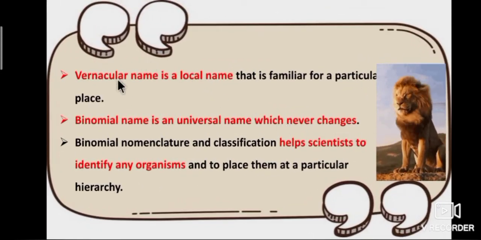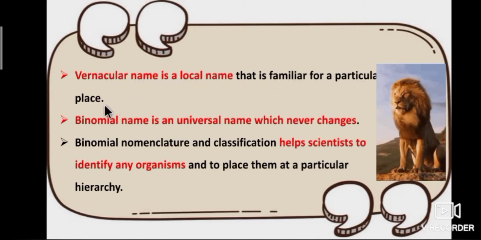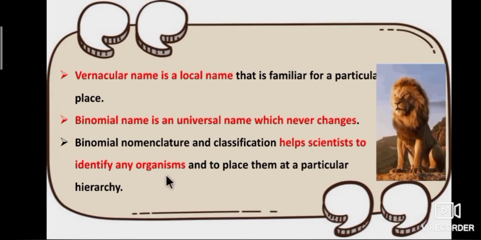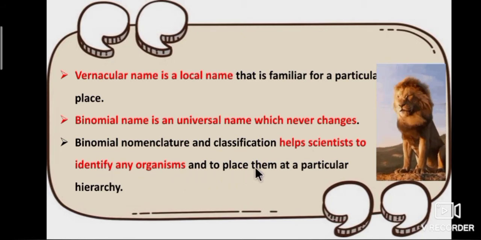Now we are going to study about vernacular name. Vernacular name is a local name that is familiar for a particular place. Binomial name is a universal name which never changes. Binomial nomenclature and classification help scientists to identify any organism and to place it at a particular hierarchy.